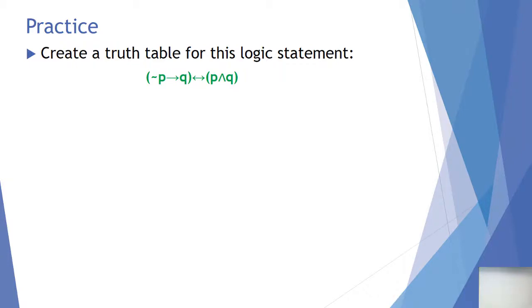Create a truth table for this logic statement. Not P implies Q, biconditional with P and Q. Go ahead and set up your table and unpause when you're ready to see what that table should look like. Okay, so here we go.